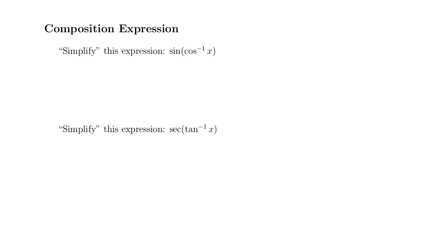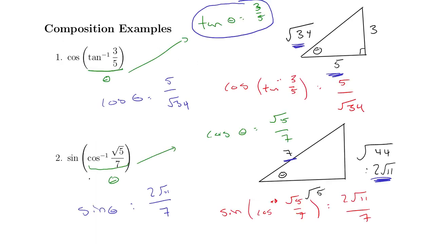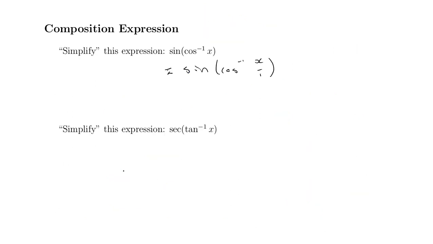Here are some even harder ones. Try this. What I might do is rewrite this real quick and say this is the same thing as sine of cosine inverse x over 1. x is the same thing as x over 1. Now, this looks a lot like this second problem that we did. Sine of cosine inverse of something over something. Build your triangle and see what you get. Same thing here. This is secant of tan inverse x over 1, two side lengths.